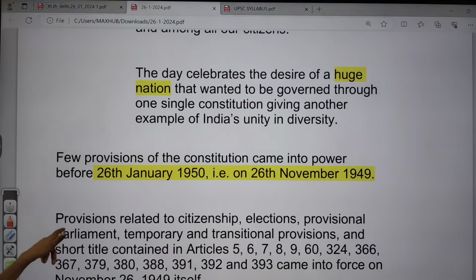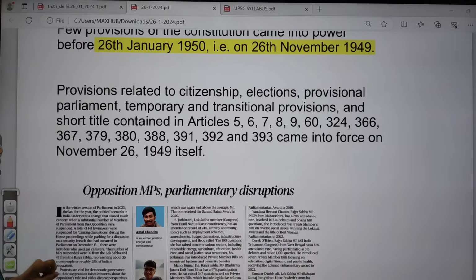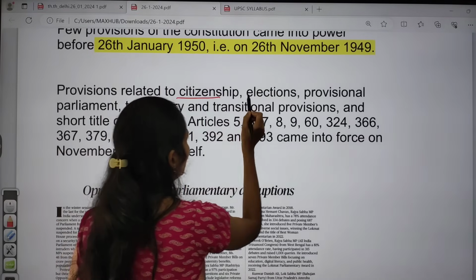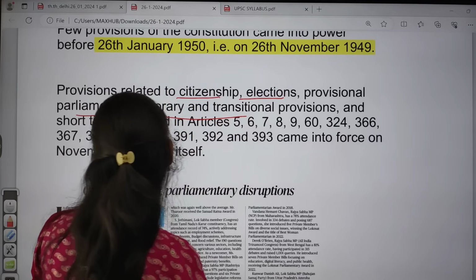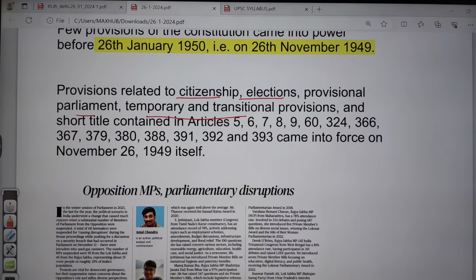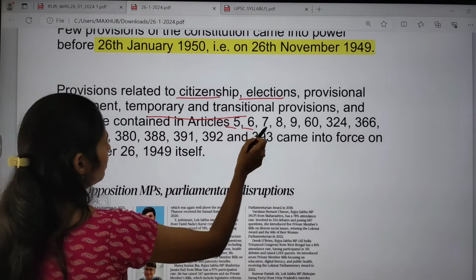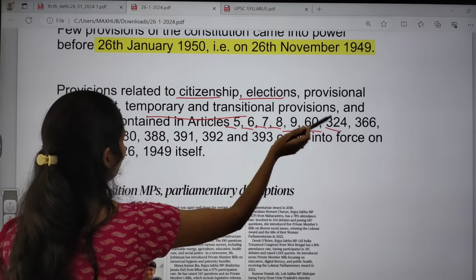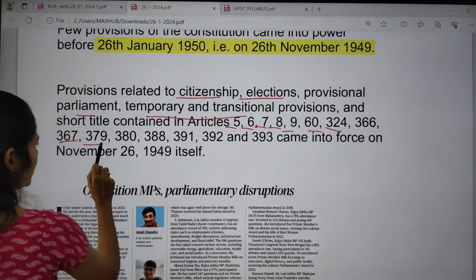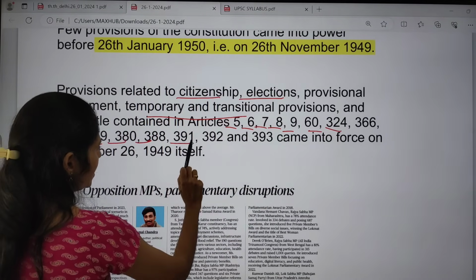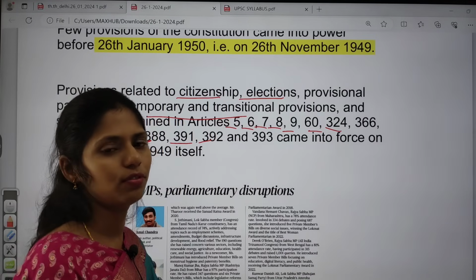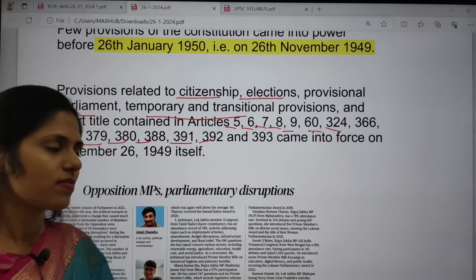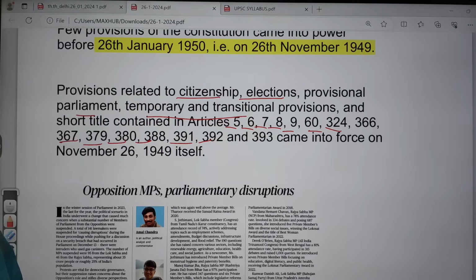And there are some provisions. So which are those provisions? Like provisions related to citizenship, elections, provincial parliament, temporary and transitional provisions and short title, contained in articles like Article 5, 6, 7, 8, 9, 60, 324, 366, 367, 379, 380, 388, 391, 392 and 393. They came into force, okay, even before the Constitution came into force. Okay, so these are some important things that you have to remember. And now let us see the next topic.